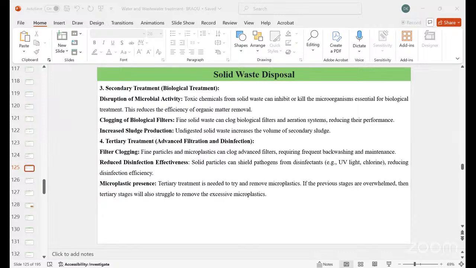The main challenges for this incineration process are air pollution, including the emissions of dioxins and fumes, and ash disposal, which mainly contains heavy metals, and high capital and operating cost as well, and public opposition due to the perceived health risk.